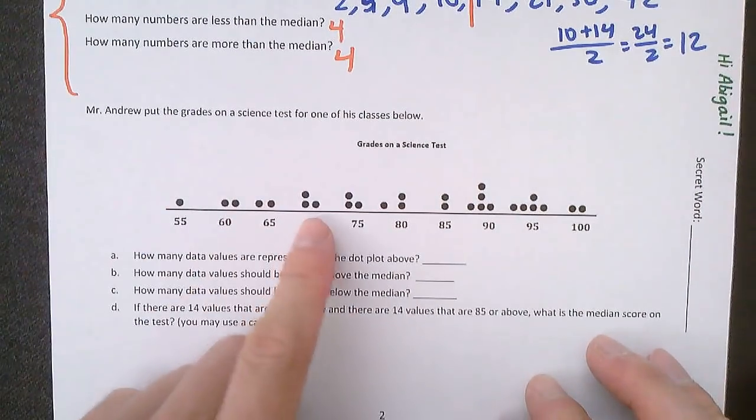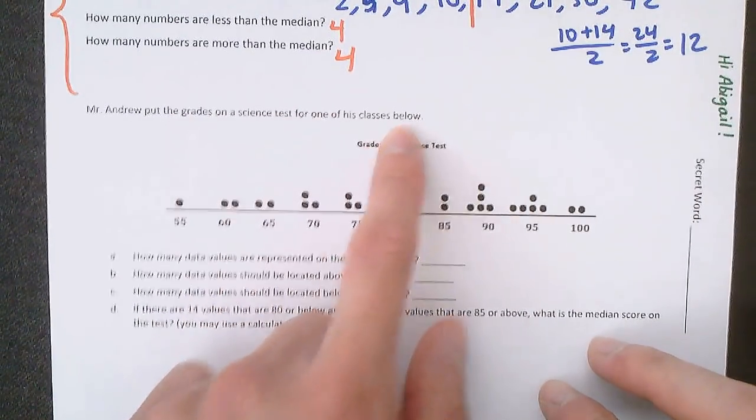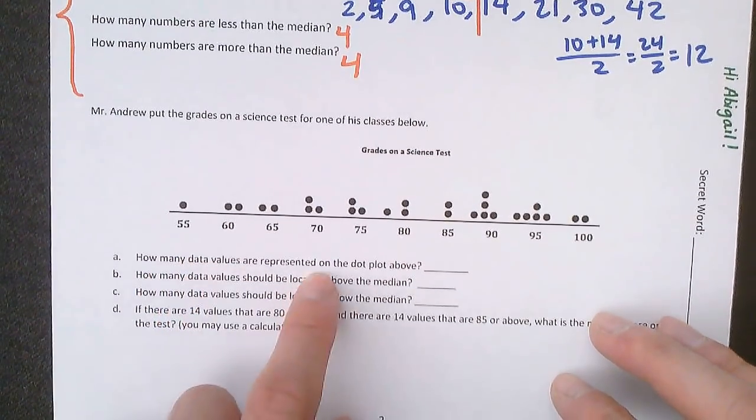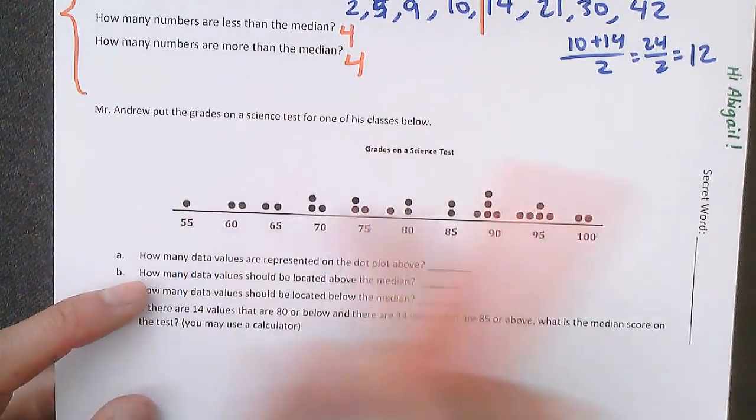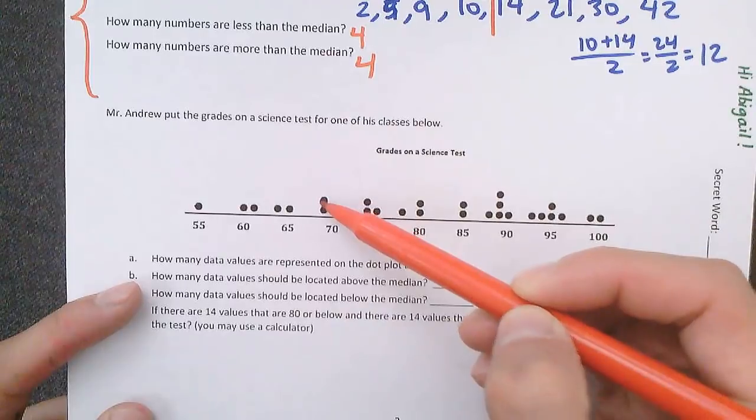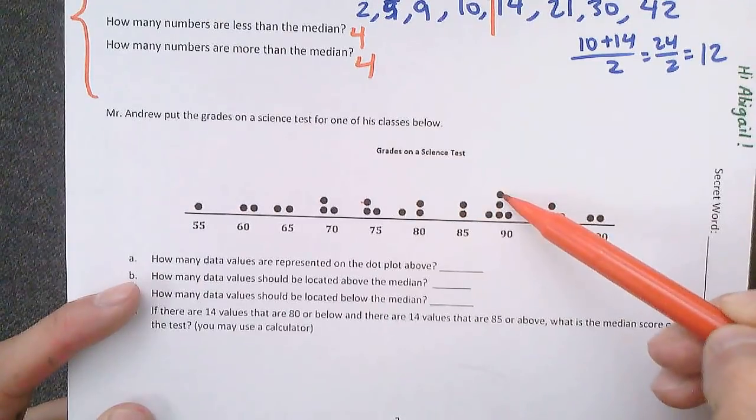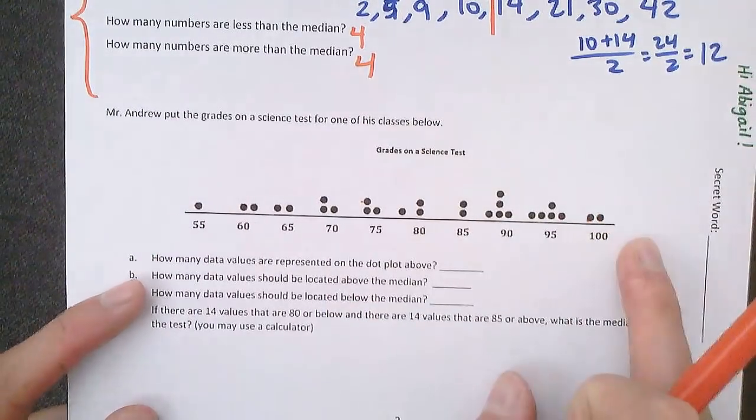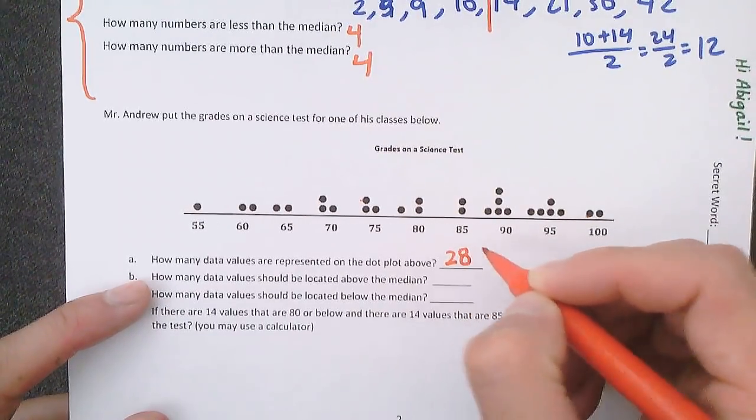Now we're going to practice finding the median from a dot plot. Mr. Andrew put the grades on a science test for one of his classes below. So each of these dots represents 1 score on the test. How many data values are represented on this dot plot above? So what you have to do is count how many dots are there in this graph. Let's do that right now. 1, 2, 3, 4, 5, 6, 7, 8, 9, 10, 11, 12, 13, 14, 15, 16, 17, 18, 19, 20, 21, 22, 23, 24, 25, 26, 27. There are 28 dots on this graph. So that's like 28 scores on this test.